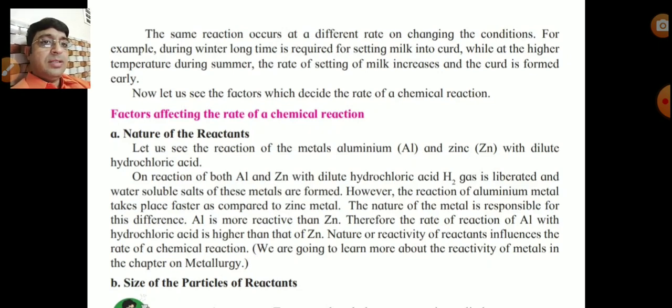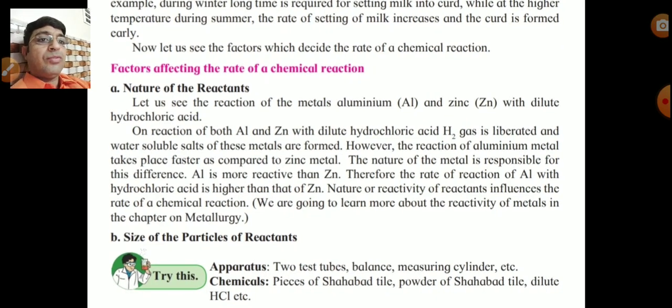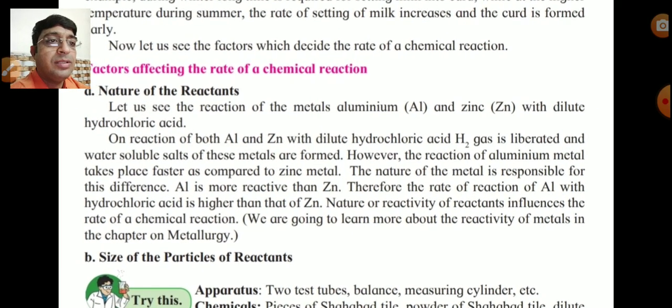Now let us see the factors which decide the rate of chemical reactions. Factors affecting the rate of a chemical reaction. Related to this point, a 3 to 5 mark question is asked in the exam. First one, nature of reactant. Some examples are given for us.